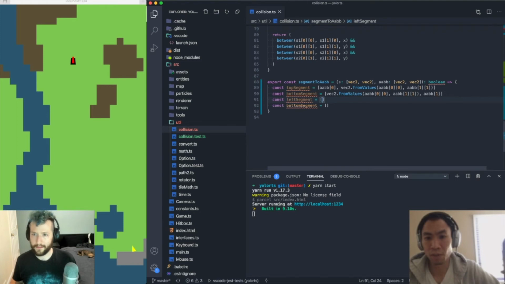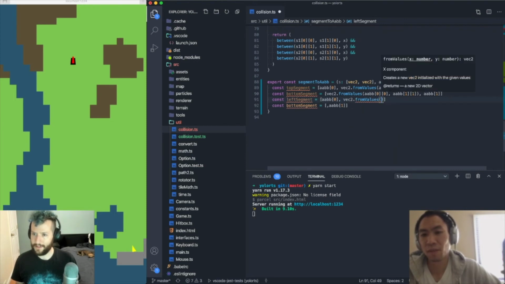Left one is going to be AABB 0 stop. That's nice. Yeah, I like that. At least each segment ends on an existing point. Starts or ends with, yeah, exactly. That makes a lot of sense.